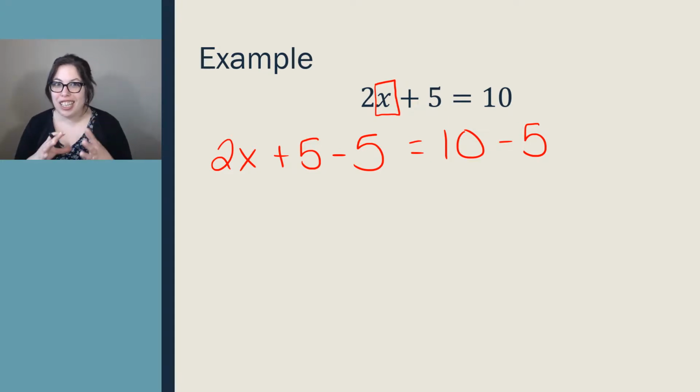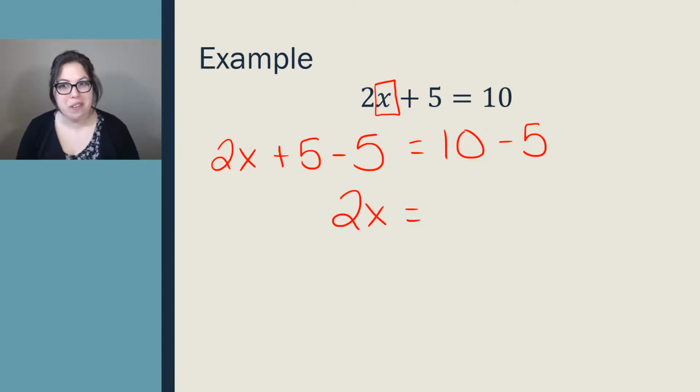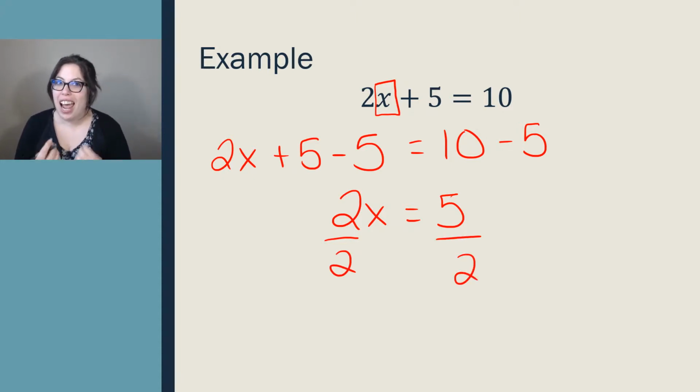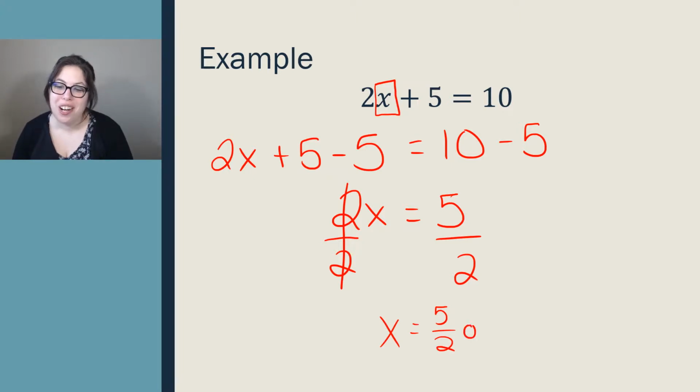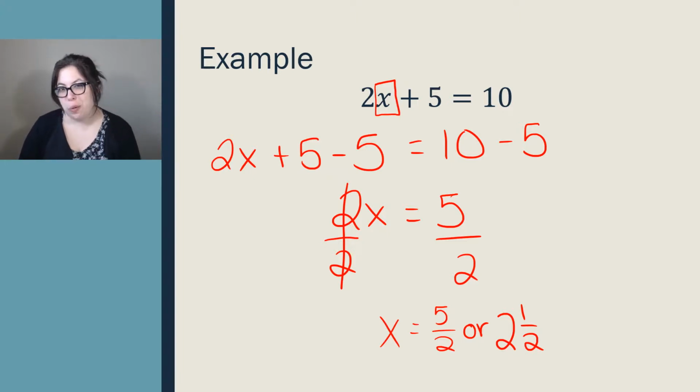So let's clean this up a little bit. 5 minus 5 is 0. It goes away. So I just have my 2x, and 10 minus 5 is 5. All right, the next thing I have to do is see if I have anything being multiplied or divided to my x. And the answer is yes, I have a 2 being multiplied to my x. So the opposite operation would say divide that 2. And what I do to one side, I have to do to the other. This is just going to leave me with x. And my answer is 5 over 2, or if you like to write your numbers in mixed form, it's 2 1/2.